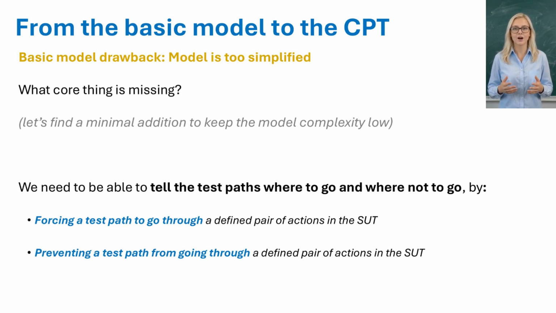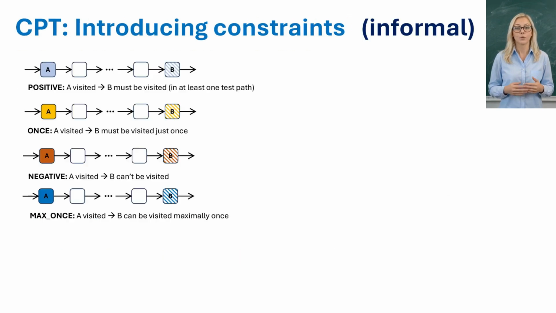To make it simple and compact, we will achieve this by defining pairs of actions in the system under test. These pairs can force a test path to go through a defined pair of actions in the system under test, or they can prevent a test path from going through a defined pair of actions in the system. We call these pairs of actions constraints, and for this reason, the whole method is called constrained path-based testing.